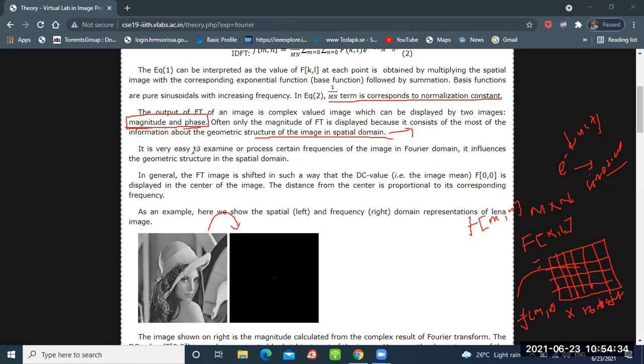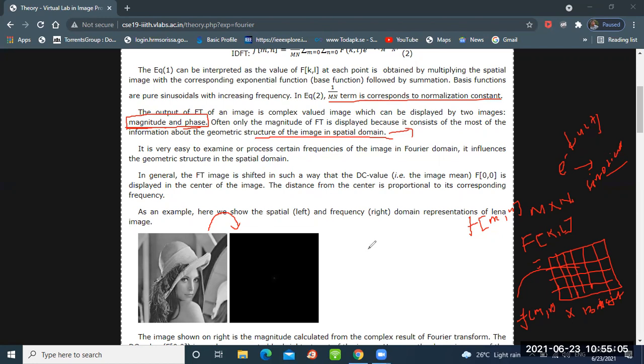Now certain frequencies in the Fourier domain influence the geometrical structure of the spatial domain. In general, the Fourier transform image is shifted in such a way that the DC value, the image mean value f(0,0), is displayed in the center of the image. The distance from the center is proportional to the corresponding frequency.